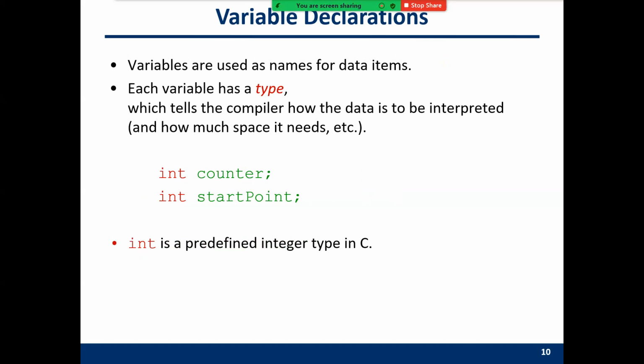In the function, you can declare some variables. Each variable needs to have a type. The type can be an integer, single precision floating point, double precision floating point, or some char. And all the types supported by C can be defined by the C library.